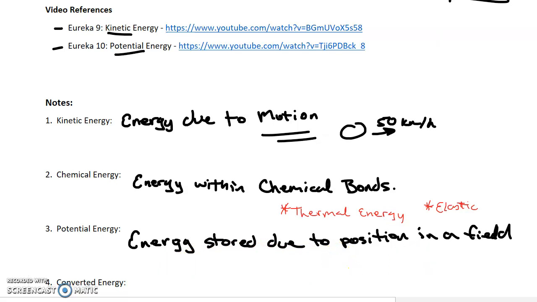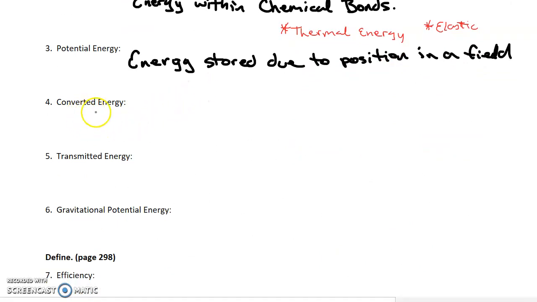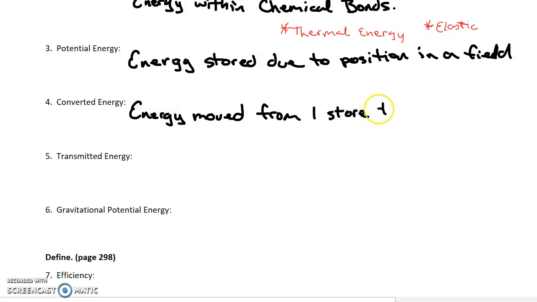Now, the textbook, being a little bit outdated, talks about converted energy and transmitted energy. Converted energy is really just energy moved from one store to another. Same way, if we convert our Canadian dollars to US dollars, we convert energy from, let's say, kinetic energy to potential energy, or from potential energy to kinetic energy.